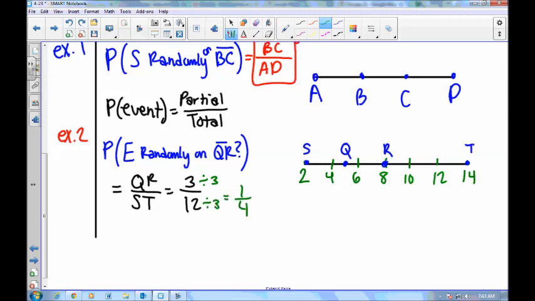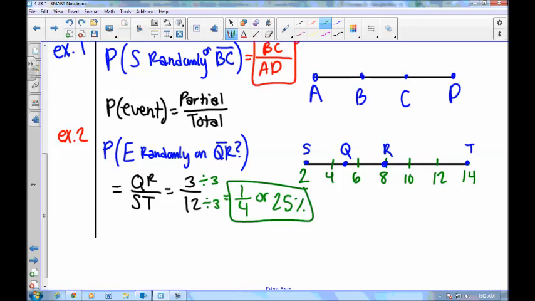Now, probabilities can actually be written in 3 ways. We can write them as fraction form, decimal form, or percent form. Generally, percents actually make a little more sense in our head. What is 1/4 as a percent? Good. So we have a 25% chance that if we randomly placed a point on the segment, it would end up on the segment QR.